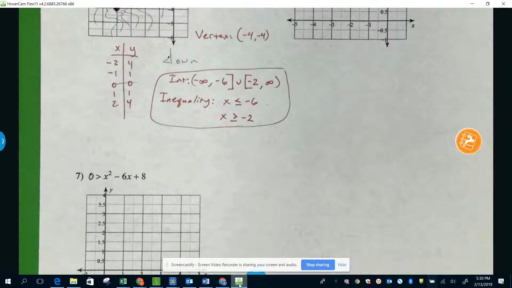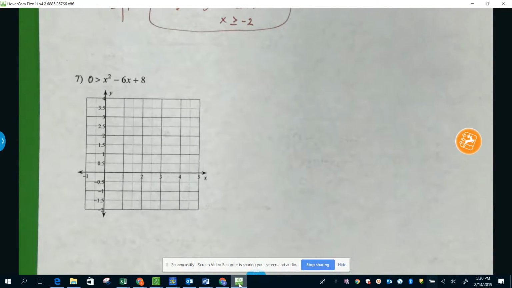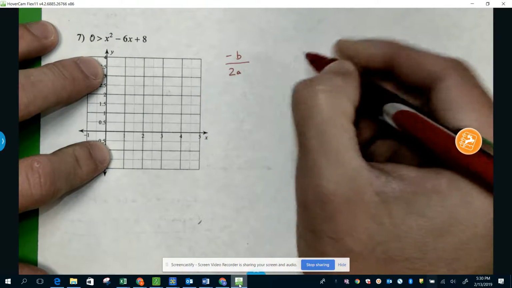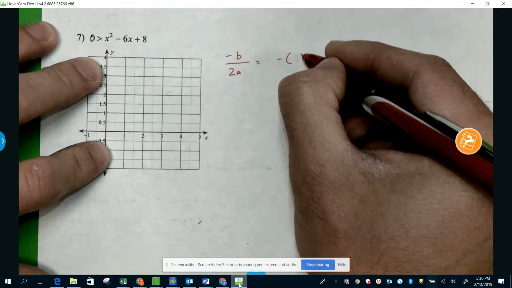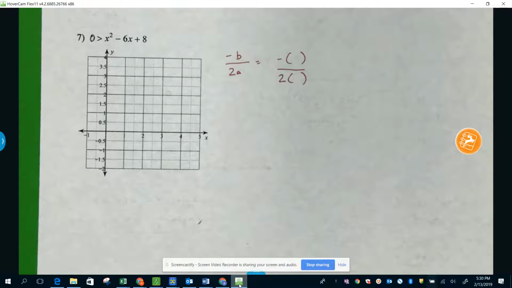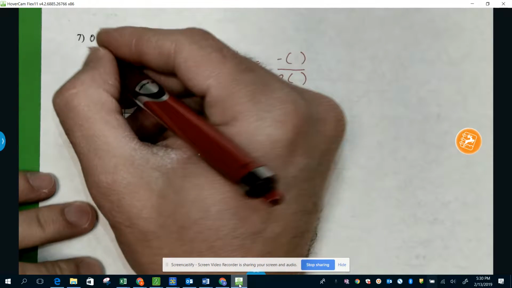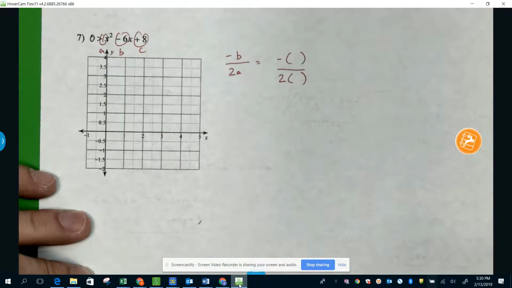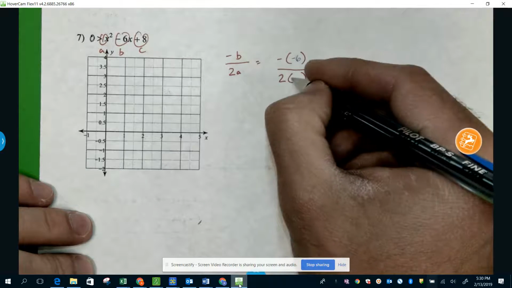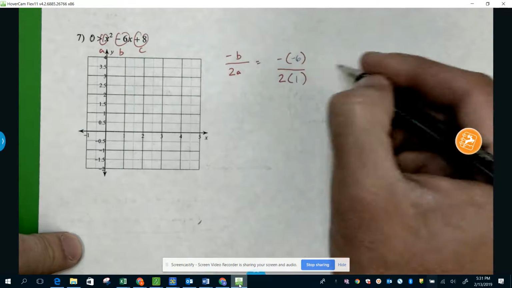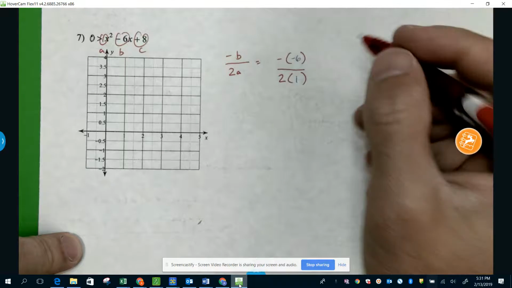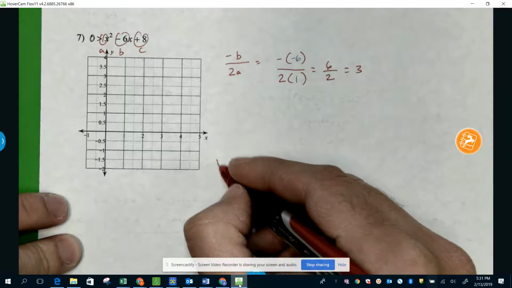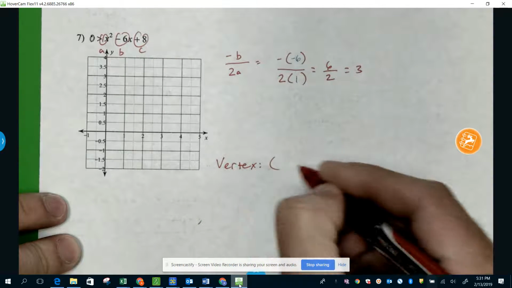Okay, moving on to number 7. Same thing, negative b over 2a to help us find the x value of our vertex. Rewrite it with parentheses. Here, my a value again is 1, my b value is negative 6, and my c is 8. So negative times negative 6, we're going to have a positive 6 over 2 times 1 is 2, 6 over 2. The vertex has an x value of 3.